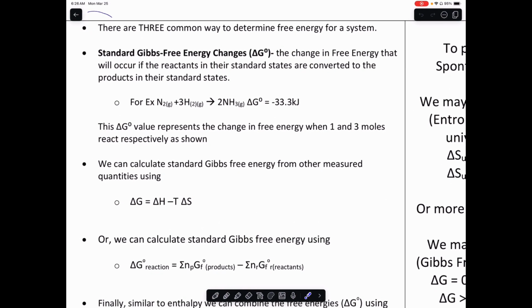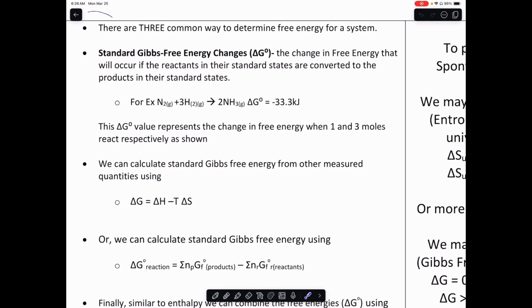If we take a look at the symbol for standard Gibbs free energy, we have change in Gibbs free energy, the standard symbol referring to at standard pressure and temperature. The change in free energy that will occur if the reactants in their standard states are converted to the products in their standard states.